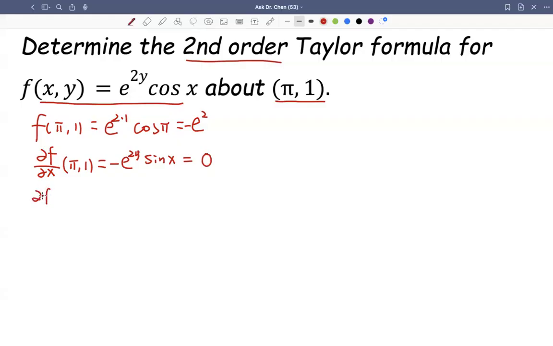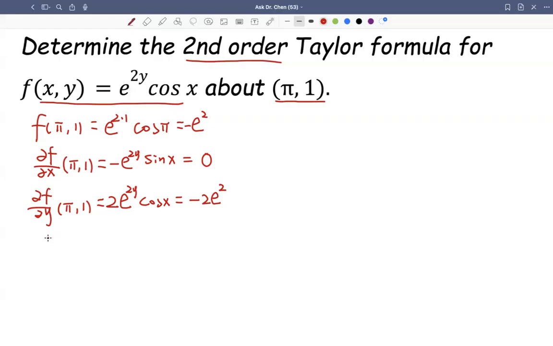So we need to find the partial f in the y direction. So the rate of change in the y direction, right? Then evaluate at (pi, 1). So e to the 2y, the derivative is 2 times e raised to 2y. Then cosine x. So cosine pi is -1, so we get a negative value. Then y equals 1, so we get -2e to the second power. So this is the first derivative.